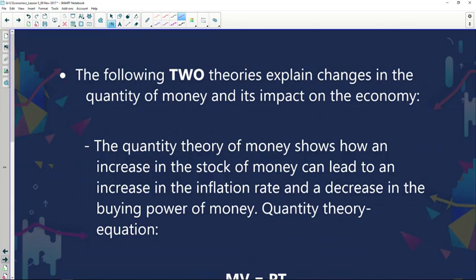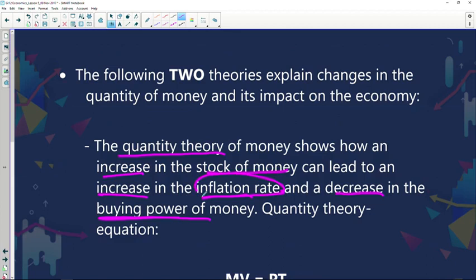So the first theory that we're going to look at is the quantity theory of money, which shows how an increase in the stock of money can lead to an increase in the inflation rate and a decrease in the buying power of money. So this is the quantity theory that shows that if there's an increase in the stock of money, so if there is more money in circulation, that can lead to an increase in the inflation rate.